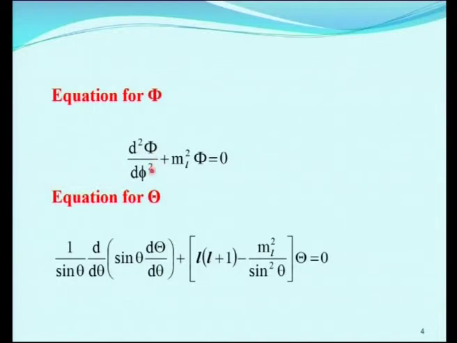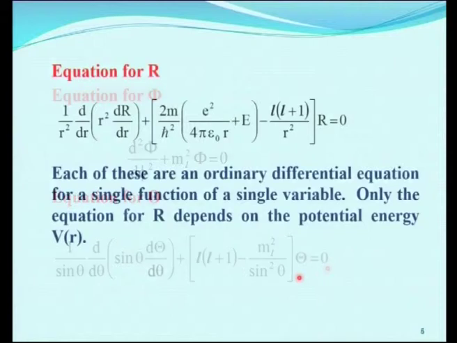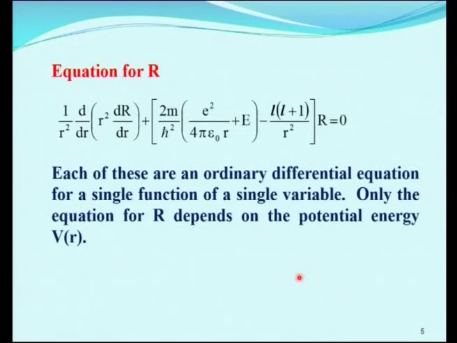The equation for phi is d squared phi by d phi squared plus ml squared phi is equal to 0. Then the equation for theta: 1 by sin theta d by d theta of sin theta d theta by d theta, plus L into L plus 1 minus ml squared by sin squared theta, into theta is equal to 0. Similarly, we have an equation for the radial part, that is the equation for r: 1 by r squared d by dr of r squared dR by dr, plus 2m by h cross squared into e squared by 4 pi epsilon naught r plus E minus L into L plus 1 divided by r squared, into R is equal to 0.